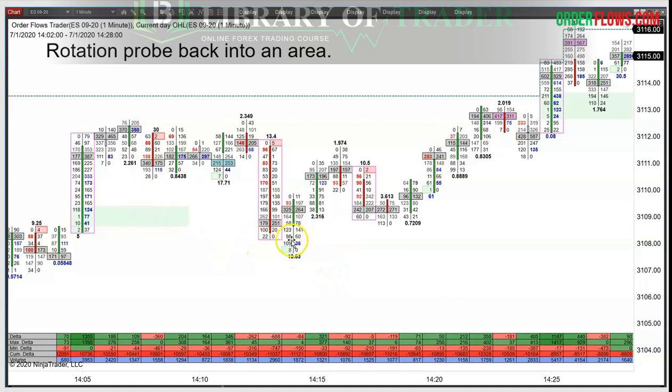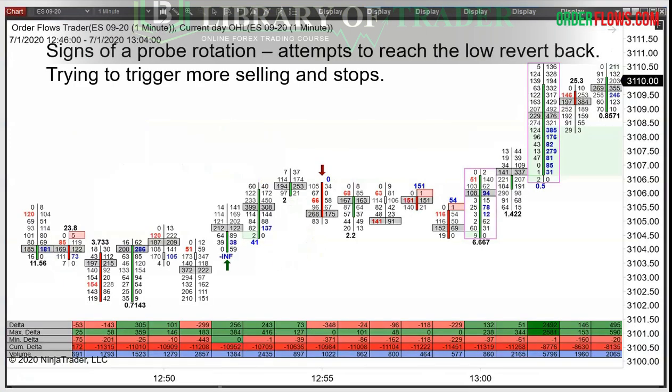If you come in here and start seeing that you're rejecting this area that you were in before, this is your rotation down. We got our swing high, we rotated down into this previous area that we were trading before, and now we rally back up, right? This is a nice rotation to the upside that you can tell by when the market probes back into an area that we just were.